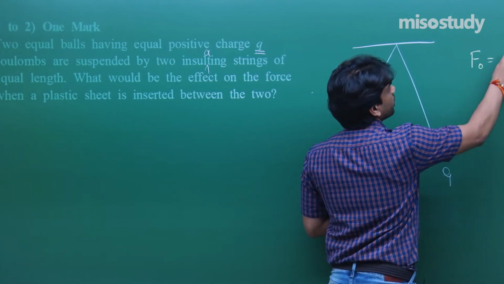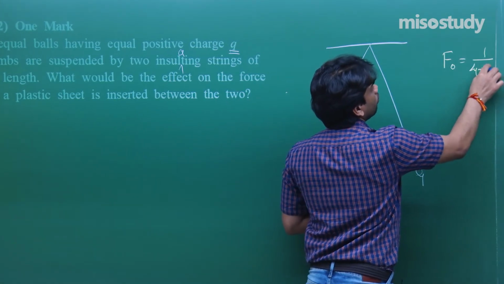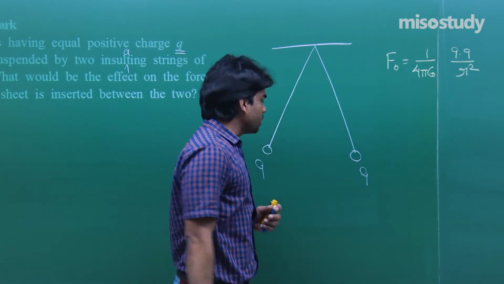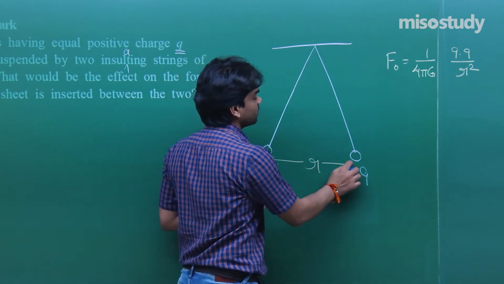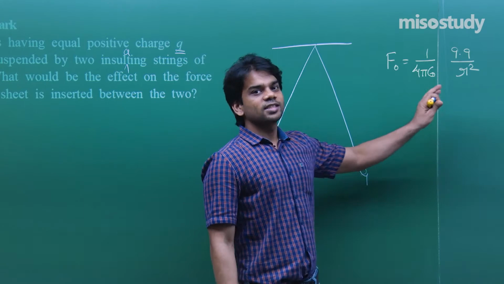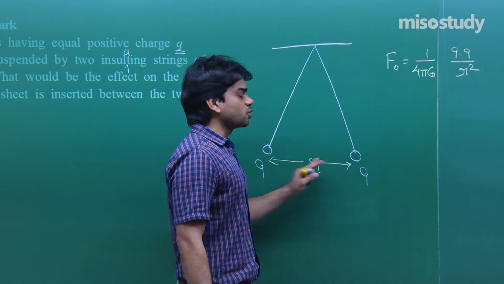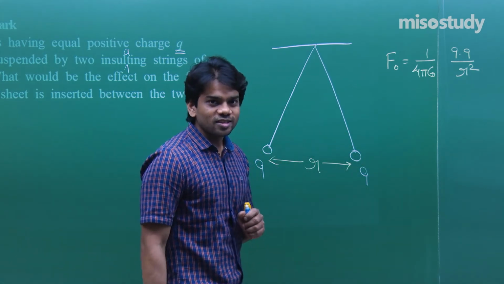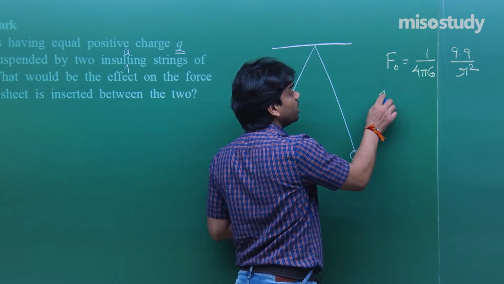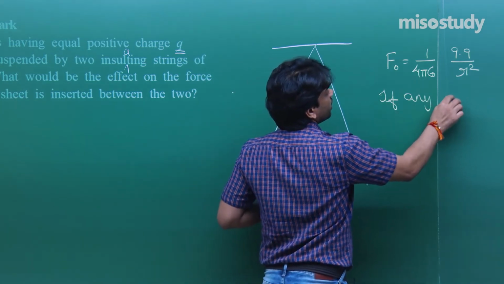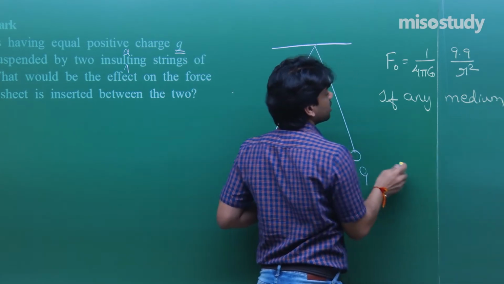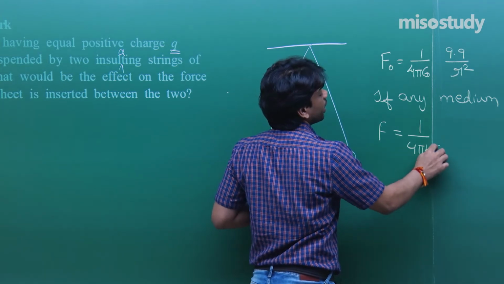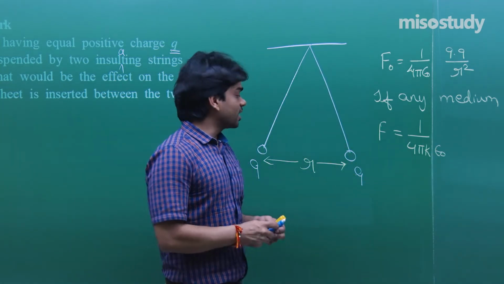So I'm marking it F naught, it will be given by 1 upon 4 pi epsilon naught, Q by R square. All symbols have their usual meaning. R is the separation between the charges. Now after this, we all know that this force acts whenever there is no medium, it's vacuum. Now suppose any medium is brought between the charges, as we have discussed in our class, if any medium comes in between the charges, the force is given by 1 upon 4 pi K epsilon naught. Why K? K is the dielectric constant of the medium.